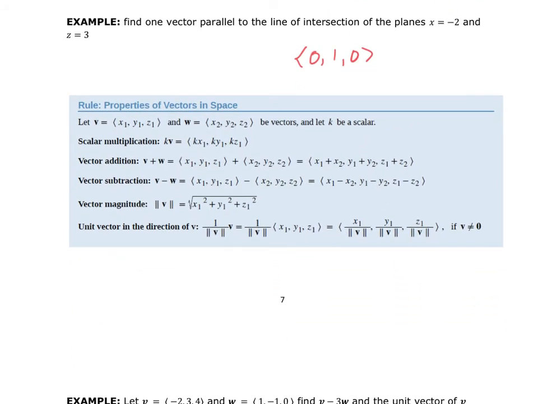When we're talking about vectors in 3 space, it's still the same kind of algebra that we did before. We get the scalar multiplication, we get the vector addition and the vector subtraction. Our magnitude, assuming that we are in standard position, is just going to be the square root of each individual piece squared. And the unit vector, of course, is each one of my pieces divided by my magnitude, provided, of course, I'm not talking about the 0 vector.